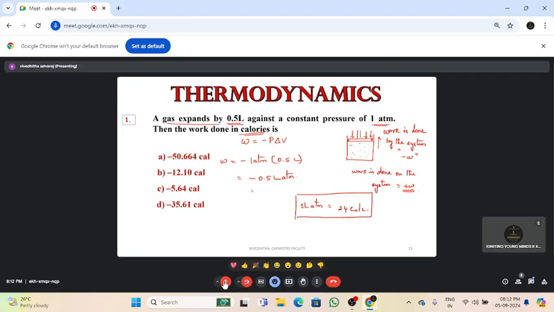Here the answer is option 2, that is minus 12.10. Ritesh, the answer is minus 12.10. We have to read it as 0.10, not 10. Fine. Very good, Ritesh. So shall we move on to the next question?